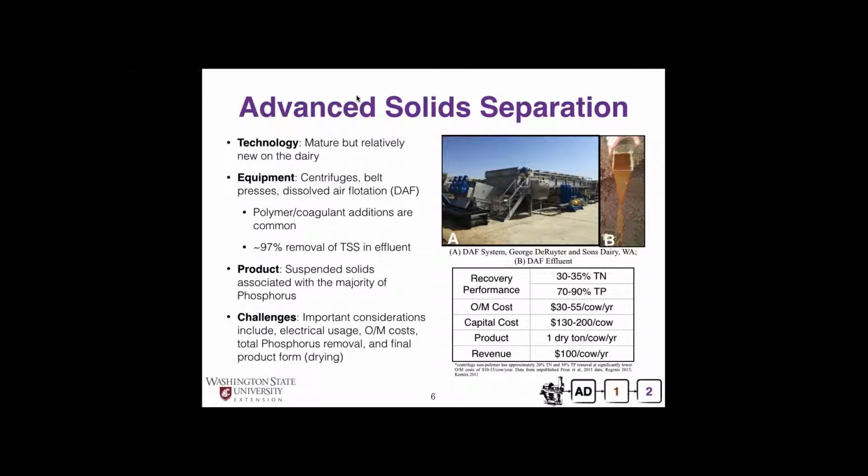Now, as far as recovery performance here, 30 to 35% on the total nitrogen. Again, this is mostly focused on the phosphorus, 70 to 90%. And here we're still looking on the positive side for operation and maintenance versus revenue. And so this again is a mature area of technology, but it's really now focused on how can we push this out into the dairy industry.